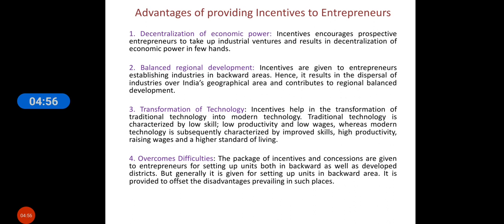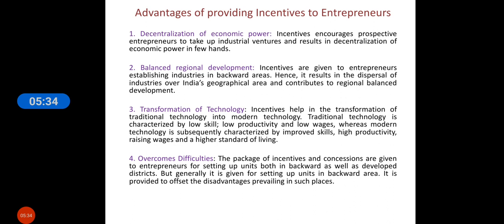Then, because it creates development of different geographical areas, they contribute to regional balanced development. Then transformation of technology: incentives help in transformation of the traditional technology into modern technology. Traditional technology is characterized by generally low skill, low productivity, low management, low wages, whereas modernization technology brings improved skills and high productivity, which help in raising wages and the standard of living of the employees.